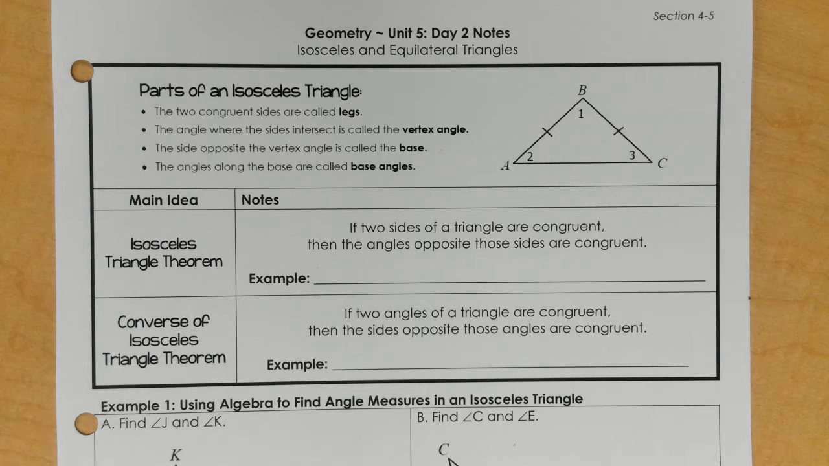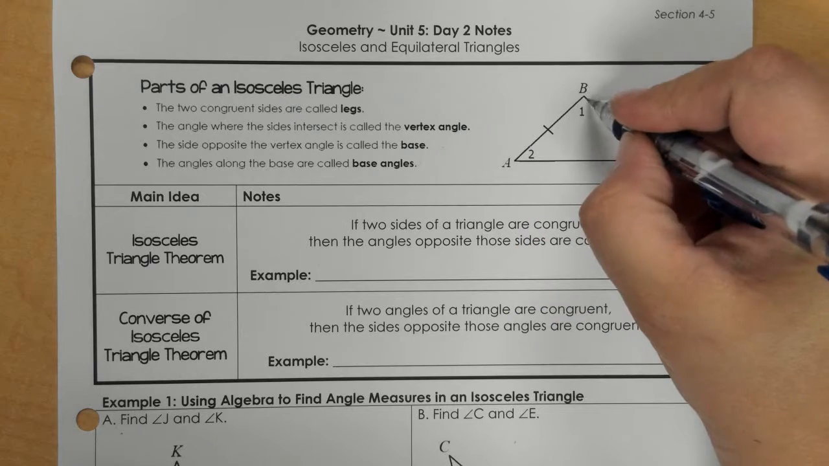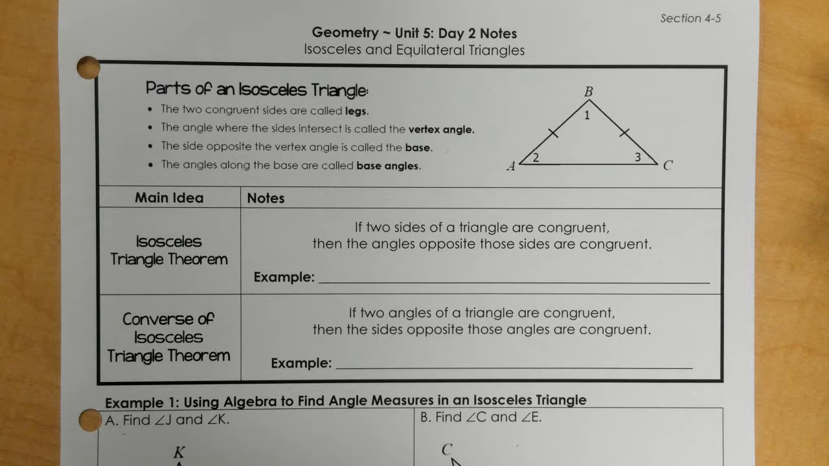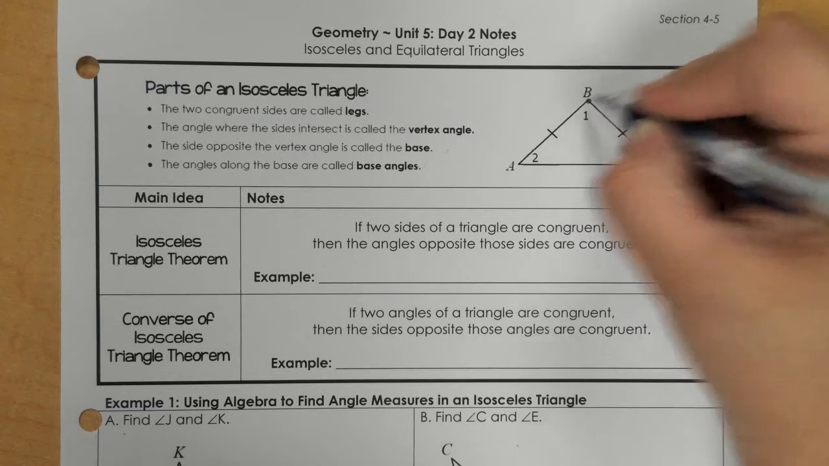For Unit 5, Day 2, we look at this diagram, and it's an isosceles triangle. It says the two congruent sides are called legs. So here and here are the legs of our triangle. The angle where the sides intersect is called the vertex angle. So angle 1 here is your vertex angle.